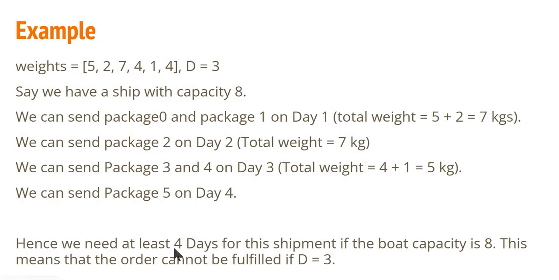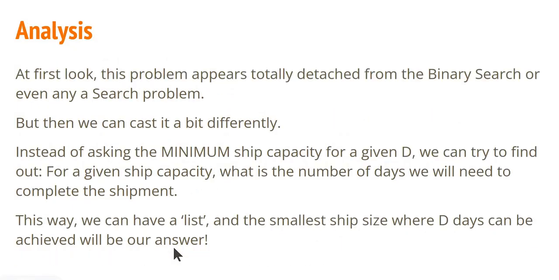Now, the moment I start asking this question, we have a kind of a list, even though it's not written that way, where as I go from a smaller ship to a larger ship, perhaps the number of days that I need to transport these items will keep decreasing. The smallest ship size where D days can be achieved will be our answer. Even though the list is not explicit, you can already see it forming.